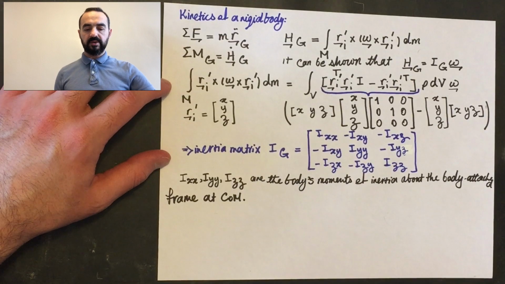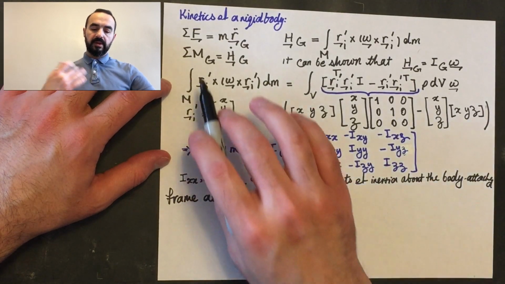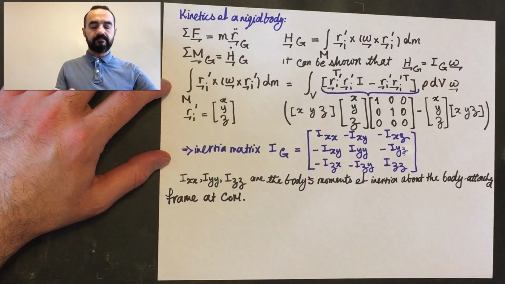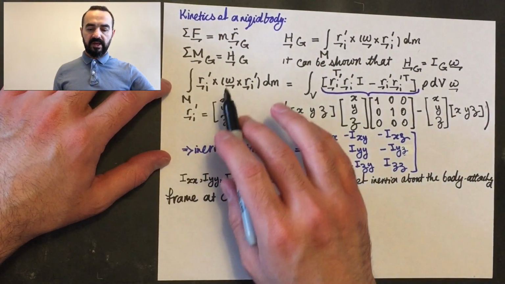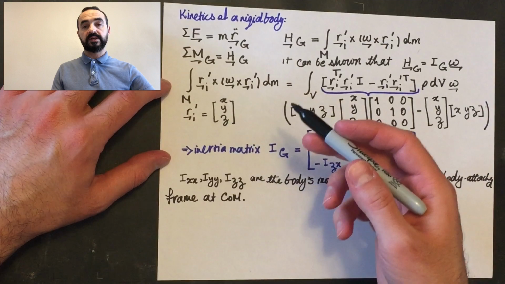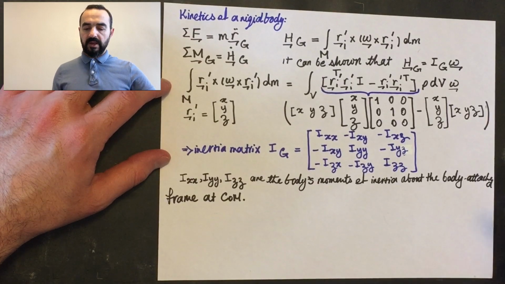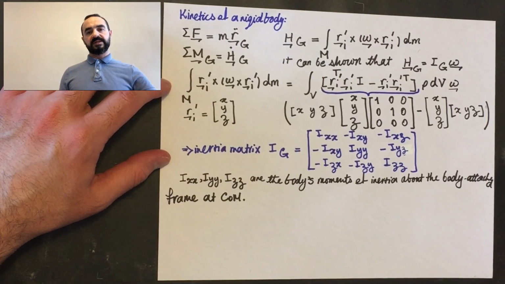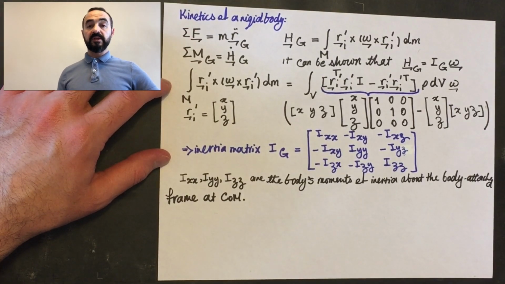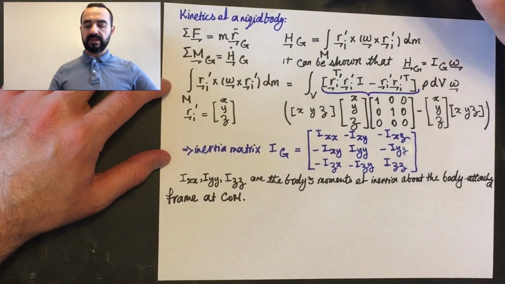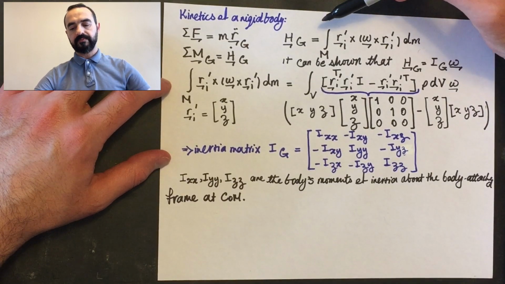Then we had also sigma M_G, the moment about the center of mass, and that's equal to the time rate at which angular momentum about the center of mass changes. And then what matters here, and was really different for rigid bodies as opposed to a system of particles, is angular momentum.